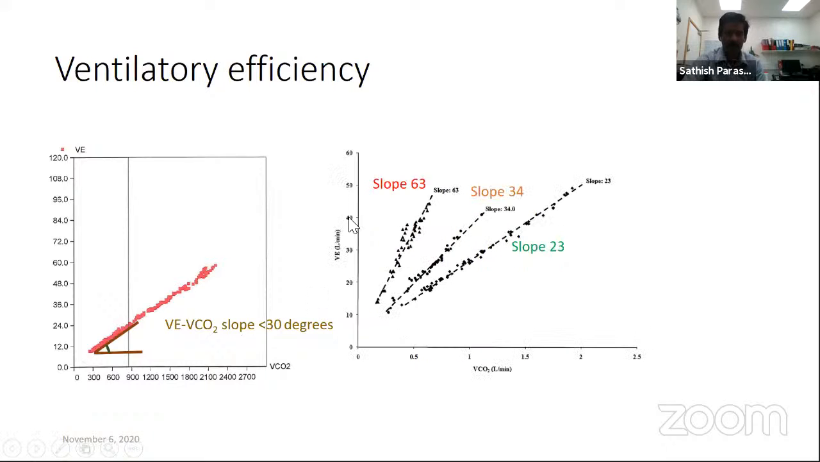So again, here you have three slopes. One is a patient with pulmonary fibrosis, where the slope is very, very high in these patients, 63 on the right-hand side. And then you have someone in the orange one, the middle one, someone with heart failure, a slope of 34, and then a normal slope of 23. We can measure that with the help of the machine.